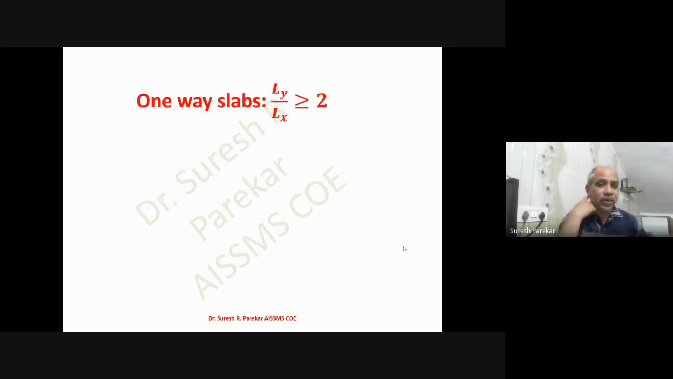One-way slabs we are going to say when we have Ly by Lx greater than or equal to 2. What happens in this case, when Ly is greater than 2 times Lx, is that we have bending only along the shorter direction, and therefore we are going to provide main reinforcement along the shorter direction, and along the longer direction we are going to provide distribution reinforcement, or we can say secondary reinforcement, which is for shrinkage and temperature stresses.